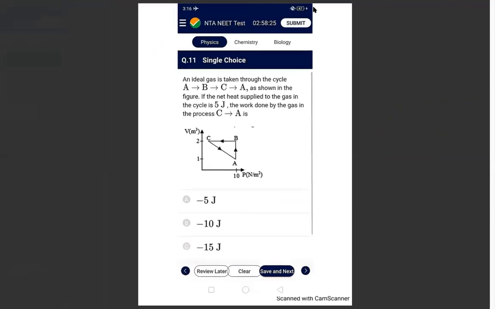Question number 11. It's all about an ideal gas taken through a cyclic process. So the first thing that should come to your mind is that in a cyclic process, the net change in internal energy is equal to 0. Delta U is going to be 0 for a cyclic process. Okay, let's find out the work done by the gas in the process C to A. We are required to find out the work done by the gas in the process C to A. So let's find it out.